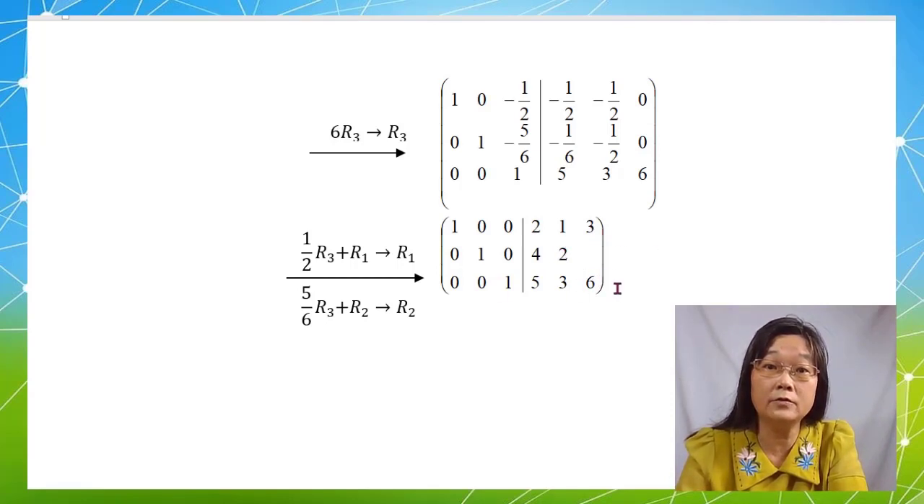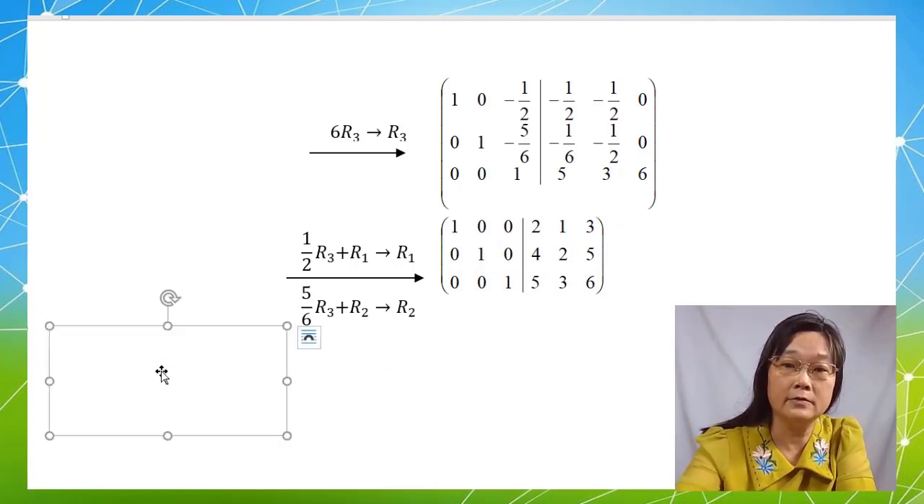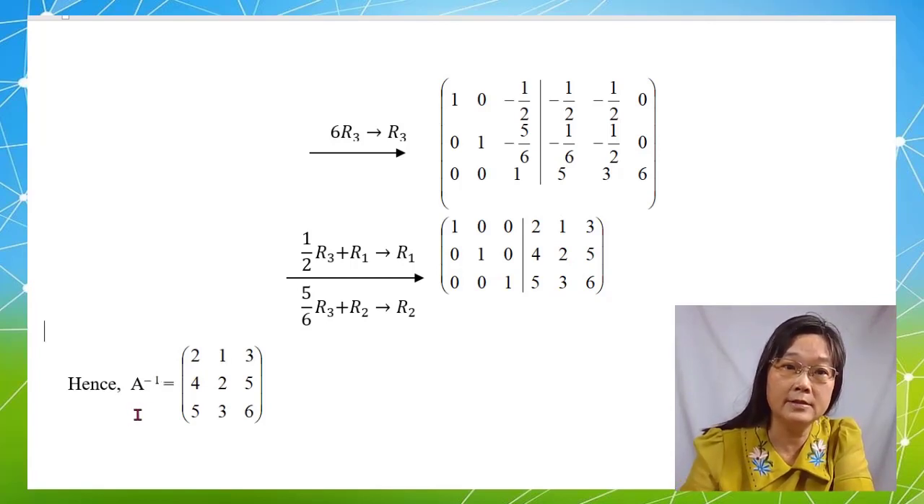Then the last number in row 3 is 6. 6 times 5 over 6, it is 5. So 5 add into 0, then that is equal to 5. When we come to here, we can notice that the matrix on the left hand side, it is the identity matrix. So in this case, we can make conclusion that the inverse matrix is the matrix on the right hand side. So therefore, the inverse matrix A is this one.